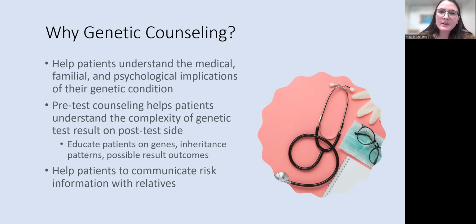I also help patients communicate risk with their relatives. This can be difficult to do, to explain genetic information to other people, or sometimes it's putting patients in a vulnerable position where maybe they need a little bit of help doing that. So sometimes even as simple as I'll write a letter that they can give to their relatives if they want to, that explains what we found, explains what the risk looks like for that relative and how they could potentially go about genetic testing if they wanted to.